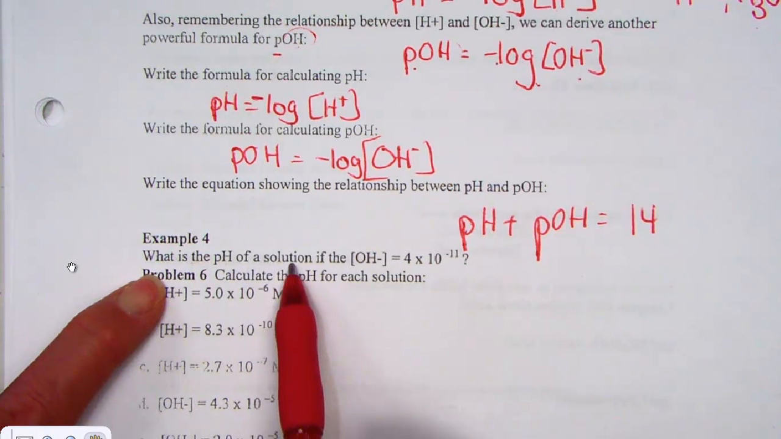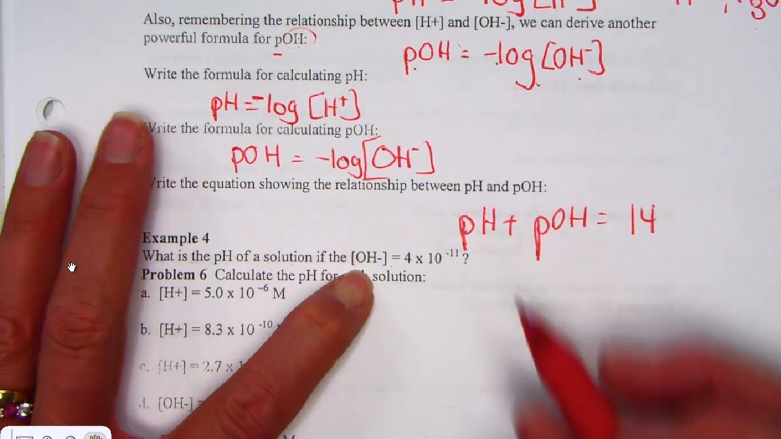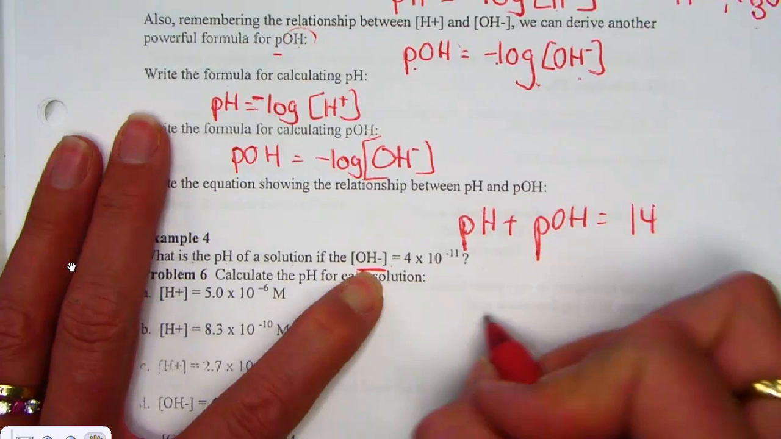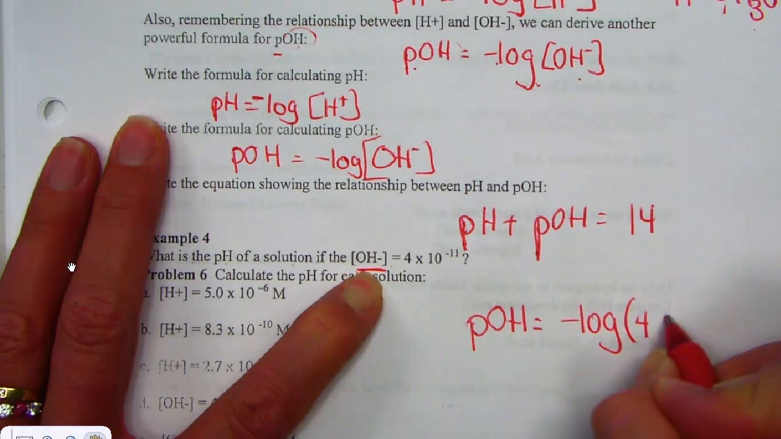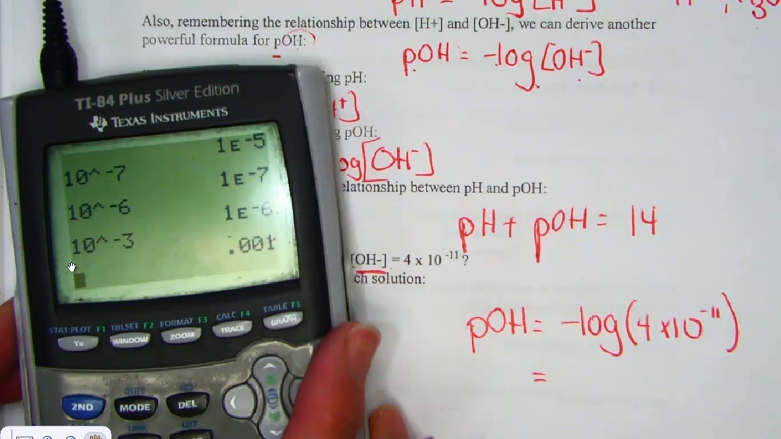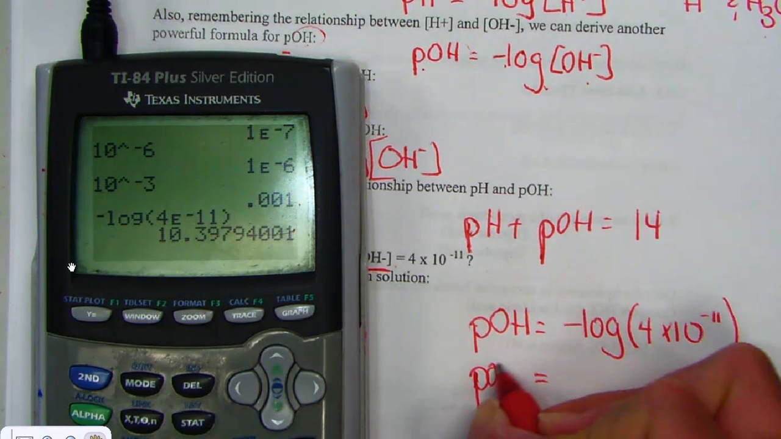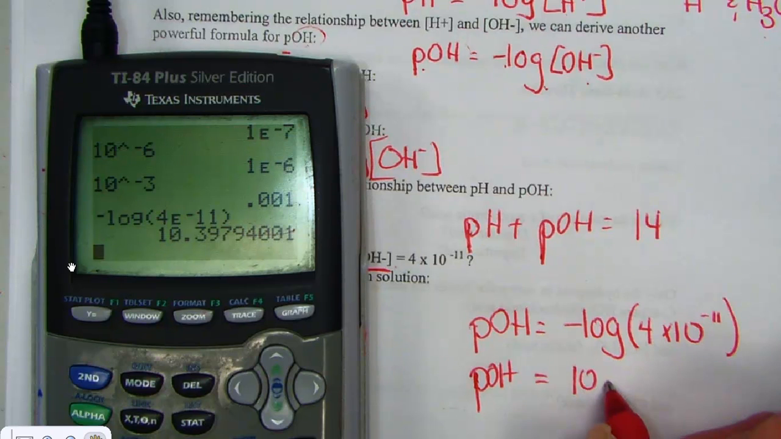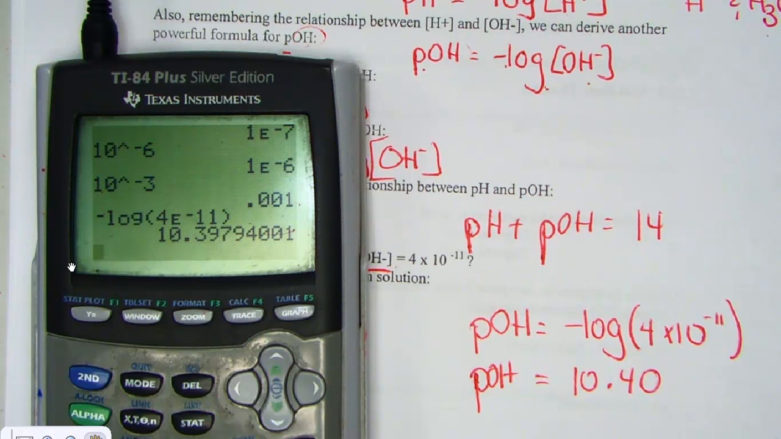What's the pH of a solution if we know hydroxide to be 4 times 10 to the negative 11th power? Well, this is hydroxide. So if I were to hit negative log of the given value, 4 times 10 to the negative 11th, I'm going to get something called pOH. Negative log of 4 times 10 to the negative 11th. pOH is 10, and we need 2 decimals, so 10.397. Let's make that 10.40.